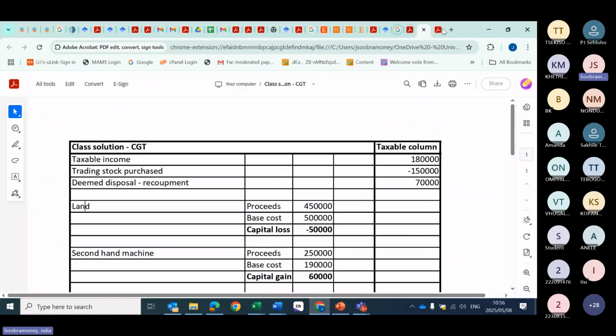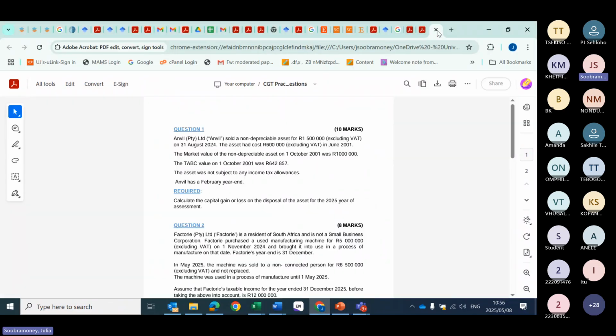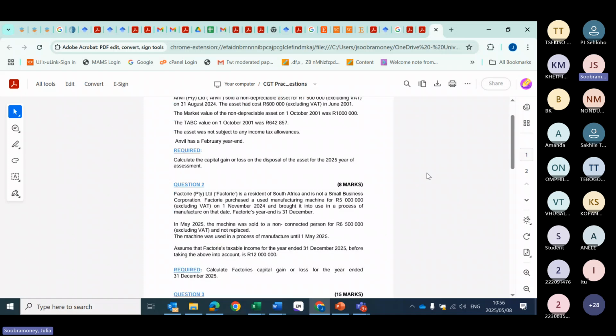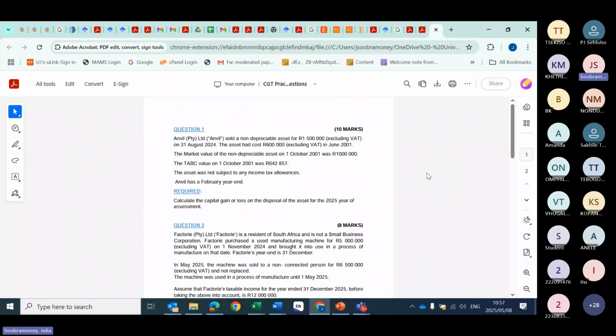All right, the next one that I want to do is this. This can also be found on Moodle as well. Okay, these are very quick questions. Each one tests something. So the theory that you've just learned, we do a question with it. Okay, the first one says, calculate the capital gain or loss on the disposal of the asset for the 2025 year of assessment.